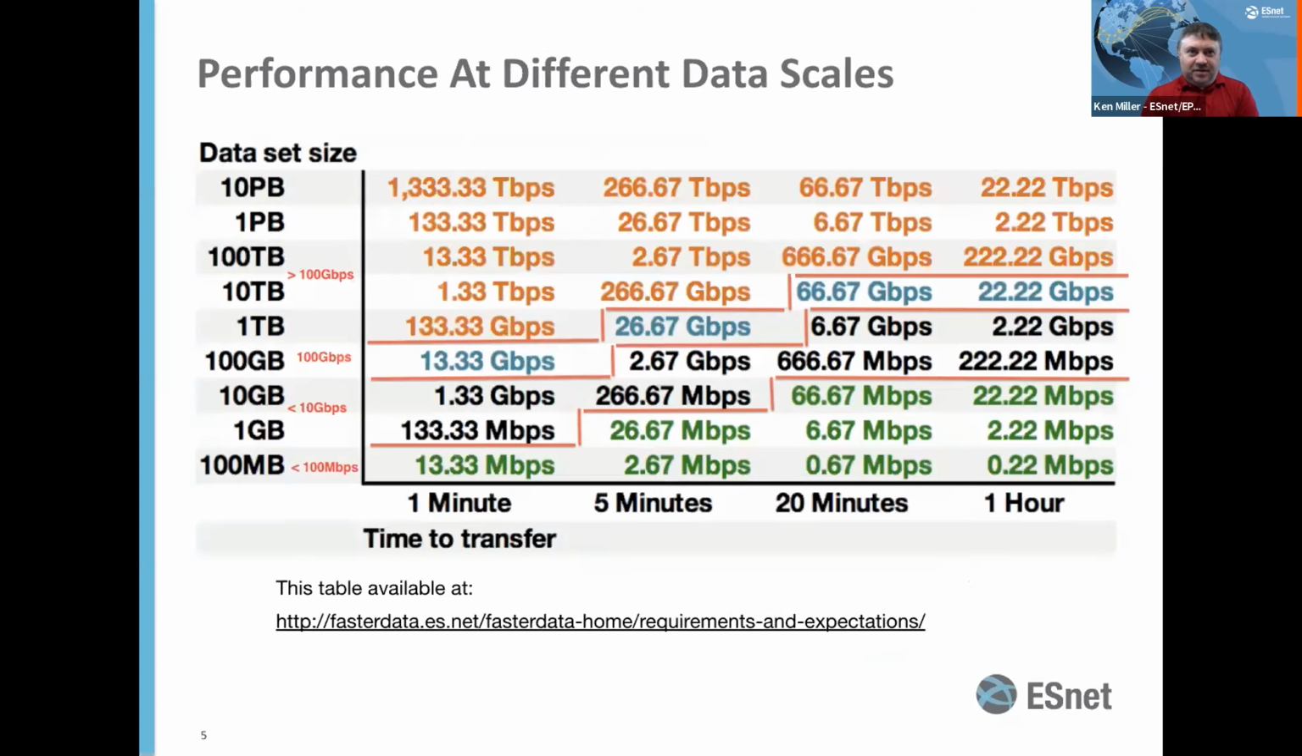A lot of times researchers also don't understand where they should be on this performance chart. What expectations should they have for data transfer performance and accessing certain resources and different data sets around the world, and even across campus, for example?